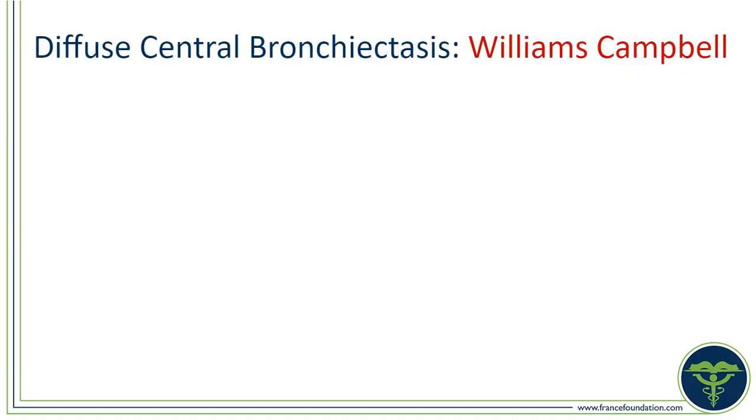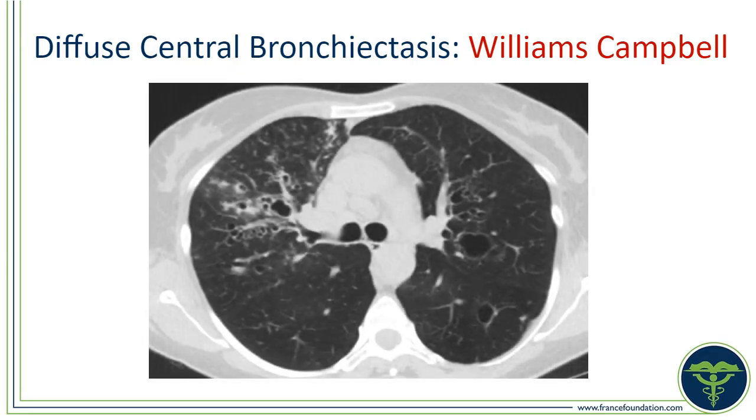The next case is relatively rare. Williams-Campbell affects the 5th to the 8th bifurcation, which loses cartilage. So you'll see normal central bronchi, normal peripheral bronchi, and in the middle they'll be dilated. If you do an expiratory CT scan, they'll collapse these dilated airways, confirming the diagnosis of Williams-Campbell.